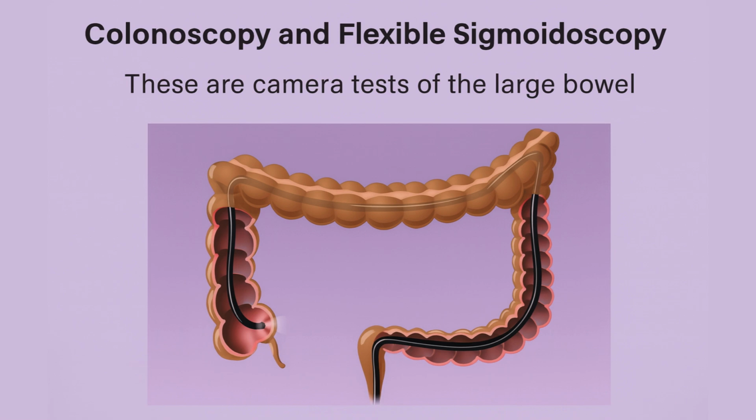The scope is moved around the bowel until it reaches the end. We know we have reached the end when we can see the appendix. This is when the endoscopist who is performing your procedure will slowly start to remove the scope and carefully examine your bowel as they do so.